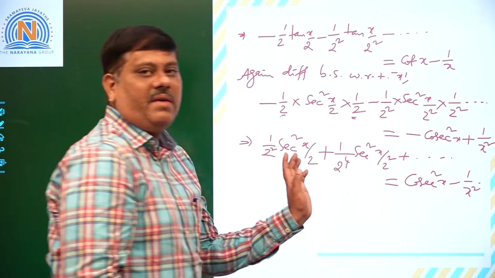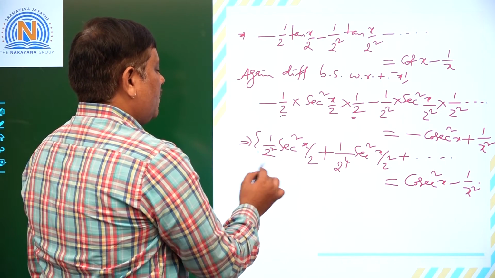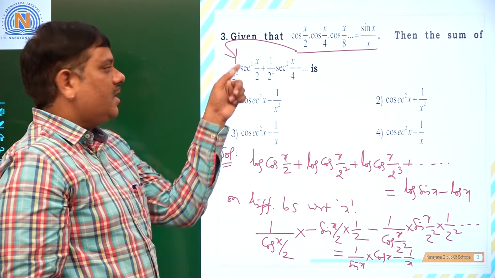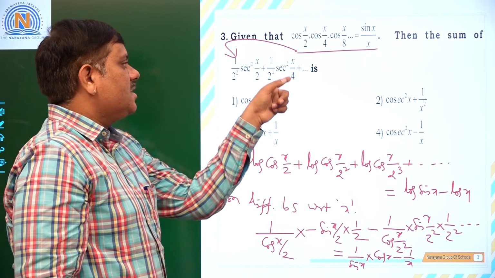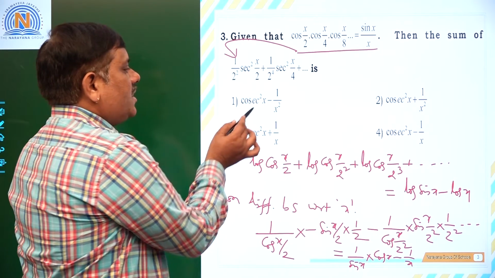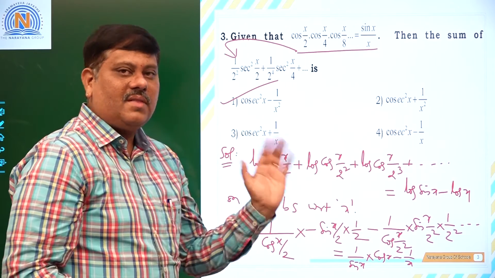Both sides we are multiplying with the minus sign. So this is what is expected of us, this is what is given in the question. Look at the question: 1 by 2 square secant square x by 2 plus 1 by 2 power 4 secant square x by 4 plus so on. So what is the answer we got? Cosecant square x minus 1 by x square. That is the first option, the right answer.